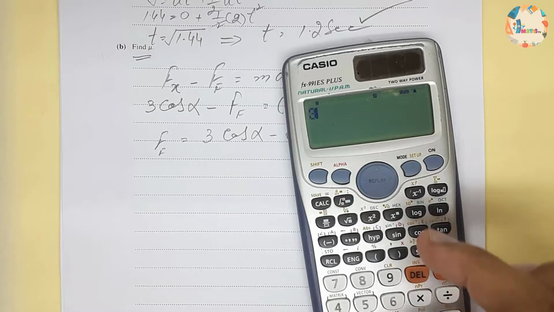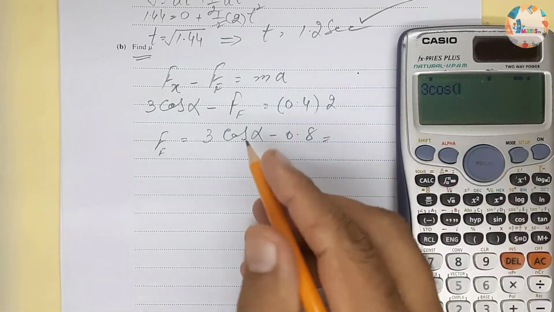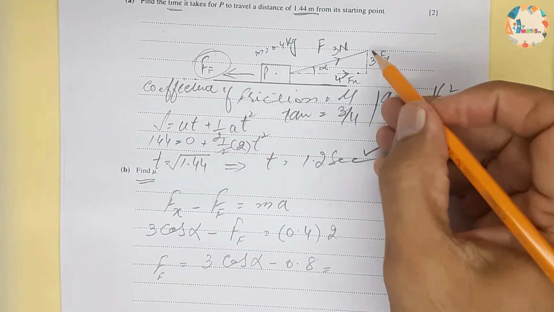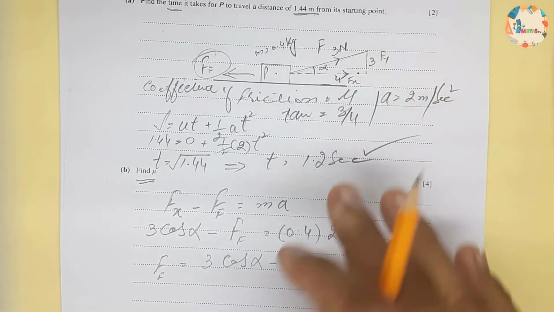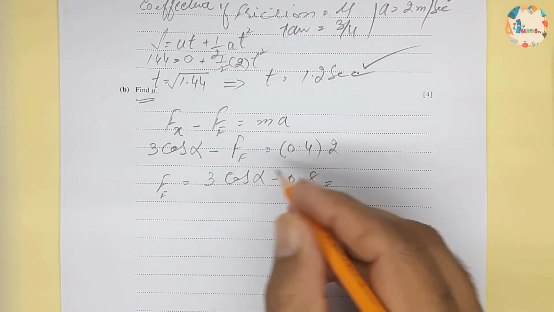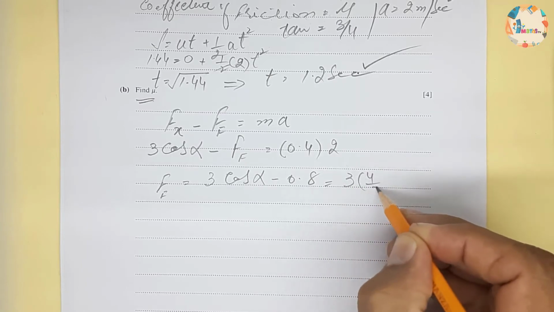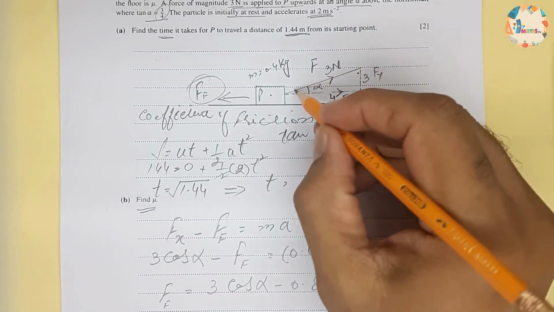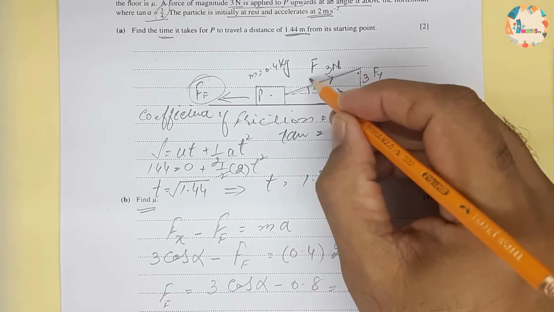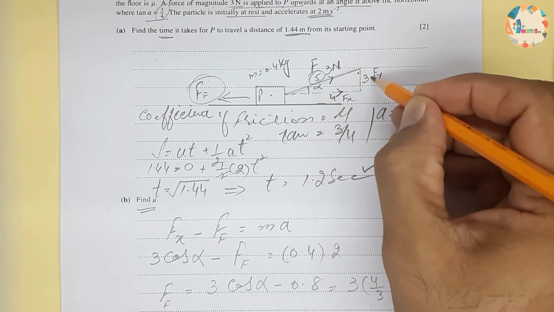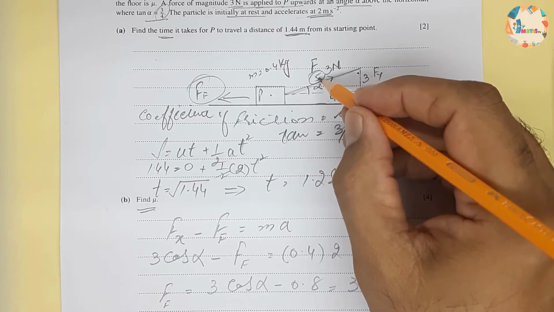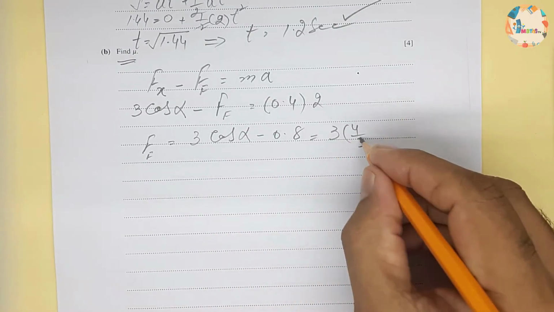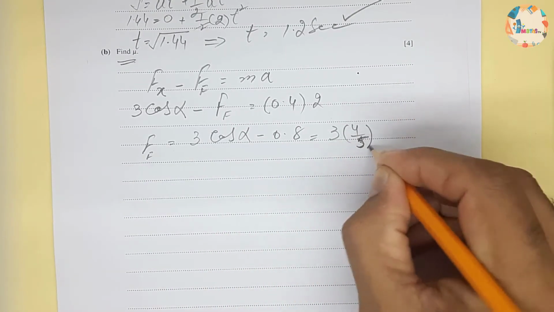3 cos alpha, and what is cos alpha? Cos of alpha we can check from this triangle. This is sine, this will be cos. So we can write 3 into 4 over 5, not 3. By Pythagoras theorem, we can find this will be 5, because this will be 4 square plus 3 square, which is 25 under root, which will be 5. So cos of alpha will be 4 over 5, right?